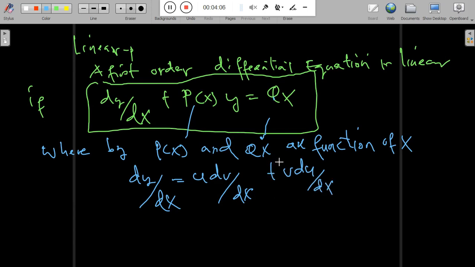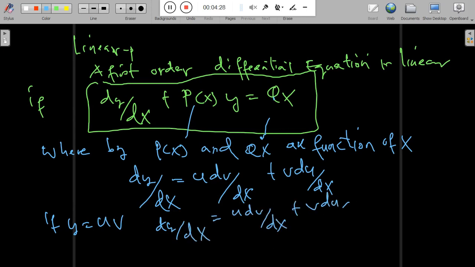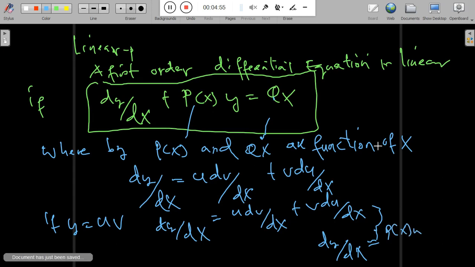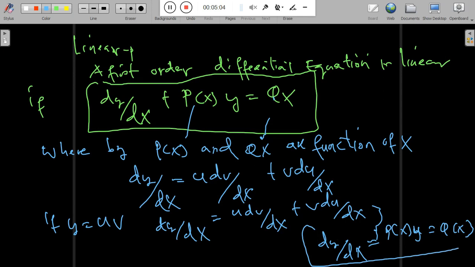From this equation, we are able to apply the product rule when we have y equal to uv. Since we have two functions, y is equal to uv, when we apply the product rule, dy over dx will be equal to u dv over dx plus v du over dx. This is how we develop this first order differential equation as linear, as we take out p(x) y is equal to q(x).